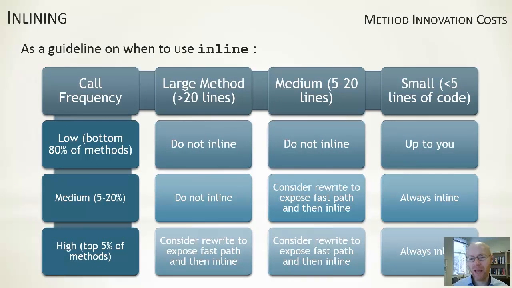There is a rough guidance, a bit of a table here. We've got call frequency going down the left-hand side, and then the object size or the method size going across the top. For call frequency, we're saying if something is in the bottom 80% of methods, it's low frequency; medium is the top 5 to 20% of methods; high is the top 5% of methods.